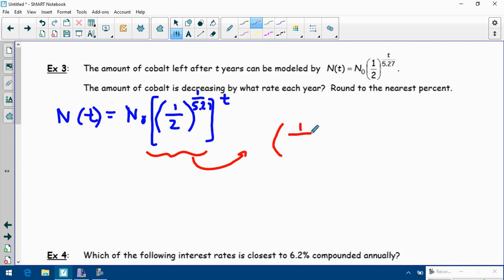And technically, do we know if it's plus or minus in this one? Right, we know that it's minus because it's decay. But it doesn't really matter. We could just write 1 plus or minus r anyways.